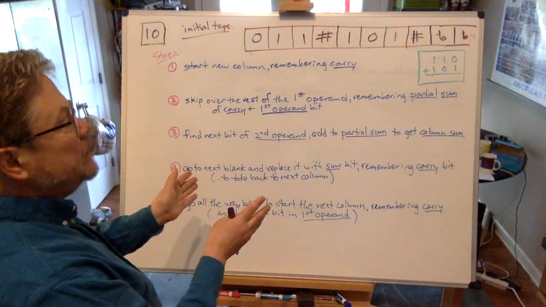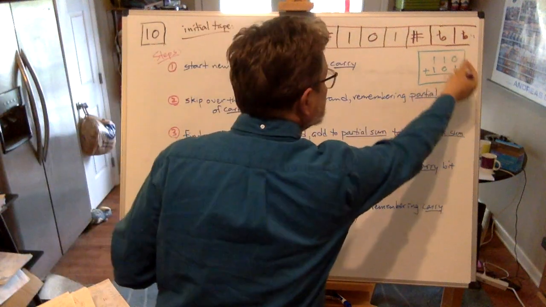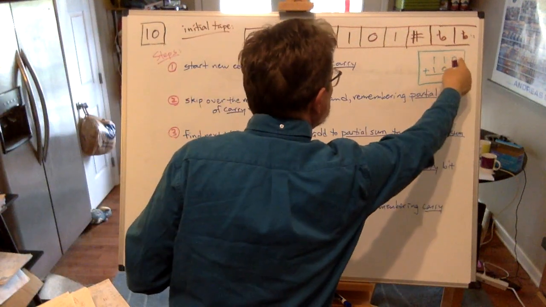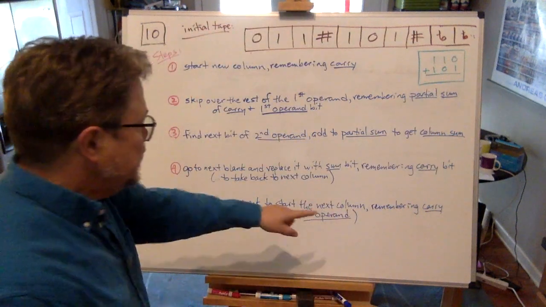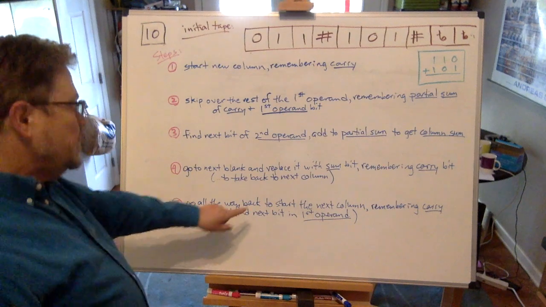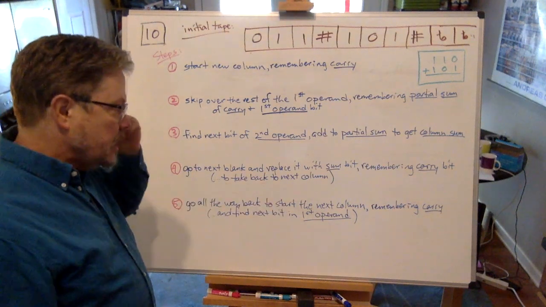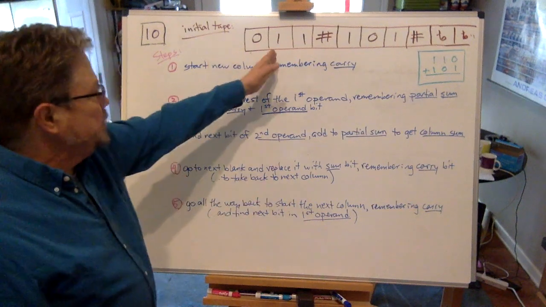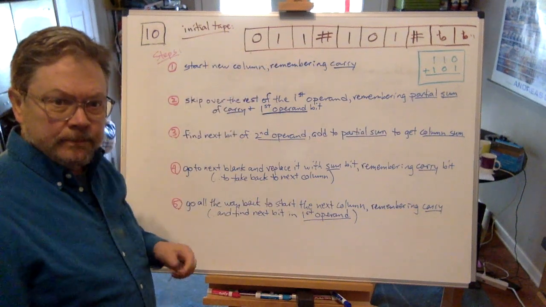I've added up the entire column here, the 0 and the 1. I've dumped the sum bit down here, and I'm remembering a carry bit to go to the next column. Then I do the zip back to the front. Step 5 is go all the way back to start the next column, remembering that carry bit, and then we find out what the next bit is in the first operand.